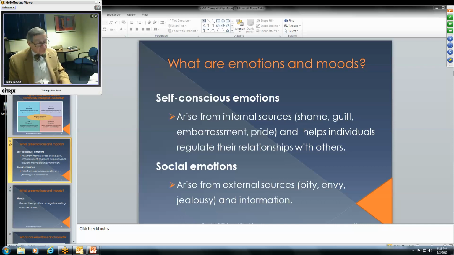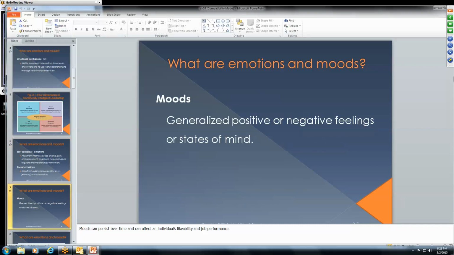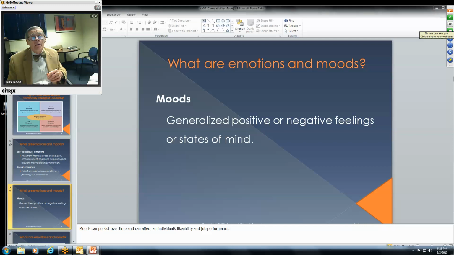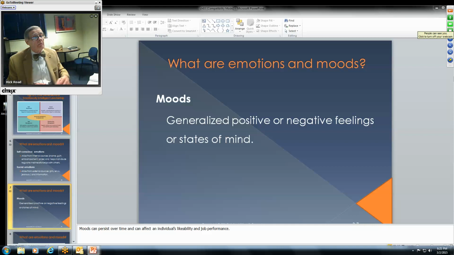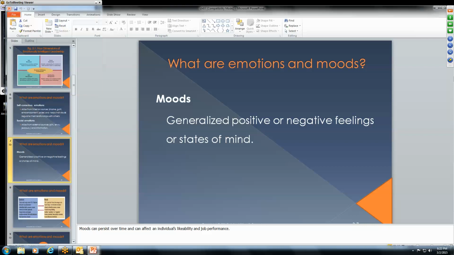Now, moods are a little bit different than emotions. Now, I want to read this. I don't usually do this, but I think it's good to get this in our mind. A mood is generalized positive or negative feelings or states of mind. A little bit different than emotions. So here we are, and this shows us a good difference between emotions and a mood.